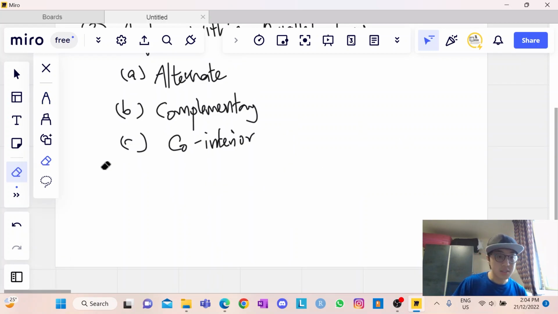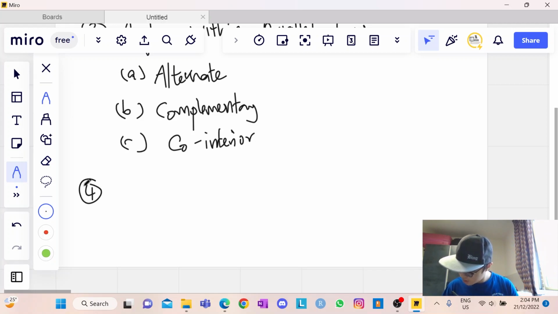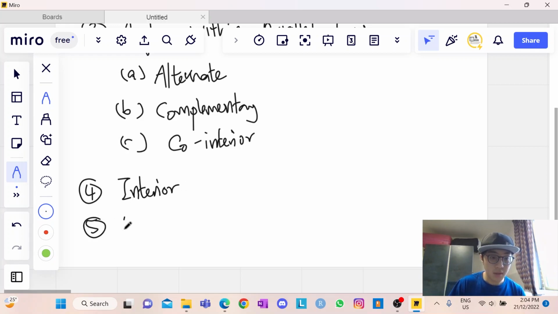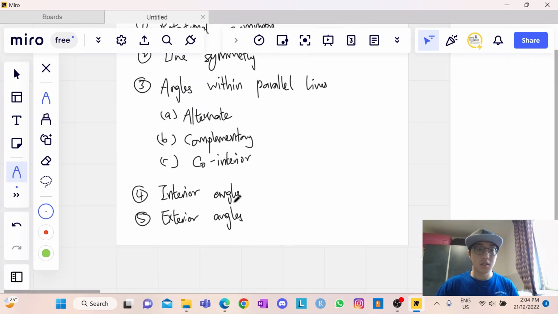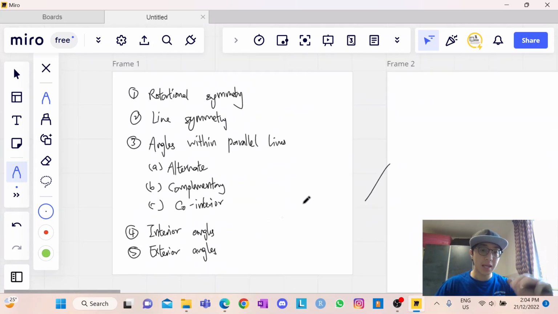Okay, and then the last thing for today will be interior and exterior angles. So if you don't understand any of this, please continue to watch this video until the end. If you already know everything that is going to be covered in this video, please do not waste your time. Go and study or go to the other videos that you are not confident of.